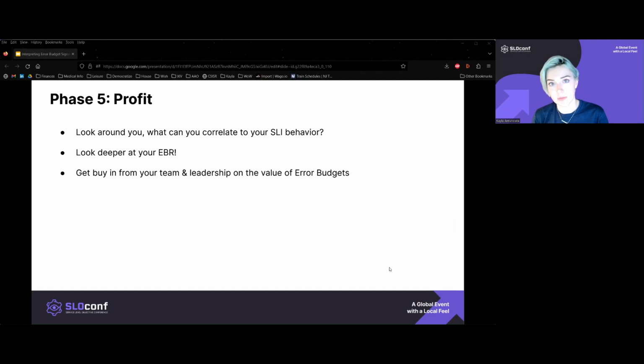Next is look deeper at your error budget remaining. Don't focus solely on those outliers. Don't be incident driven as a team. Look instead at the reliability of your application over that full period of time, and in a more nuanced way, right? Look at some of the more subtle ways that the error budget is responding. And lastly is get buy-in from your team and from your leadership on the value of error budgets. If you have a strong error budget policy that your team can respond with, you can have more resultant impact on your application as opposed to just being an incident-driven organization.